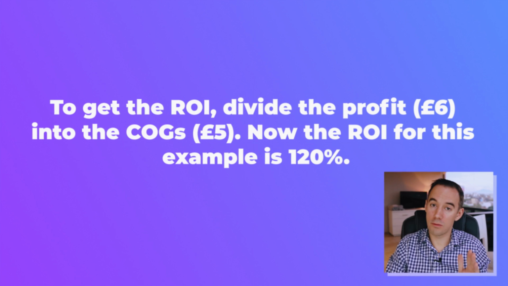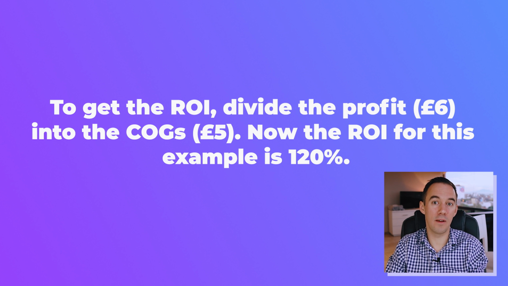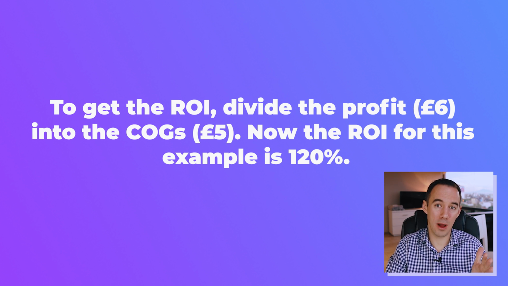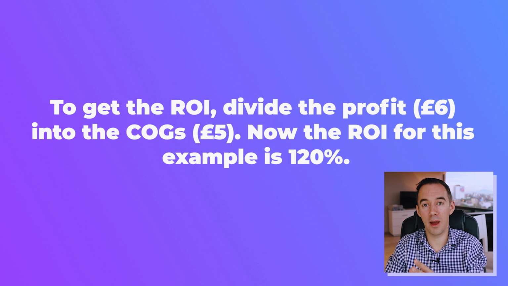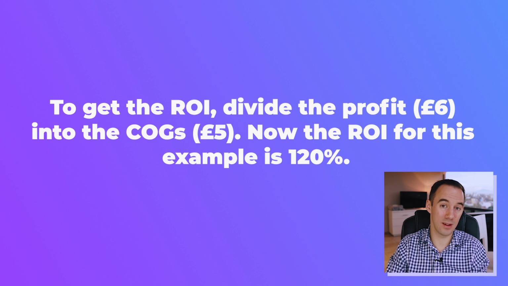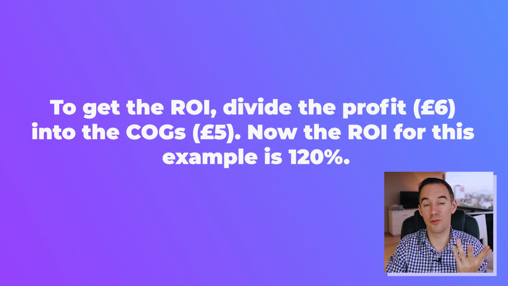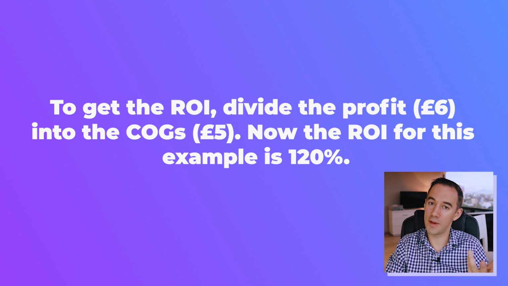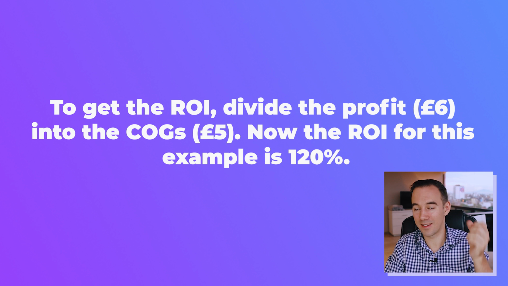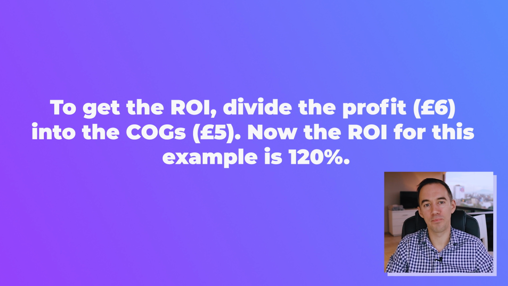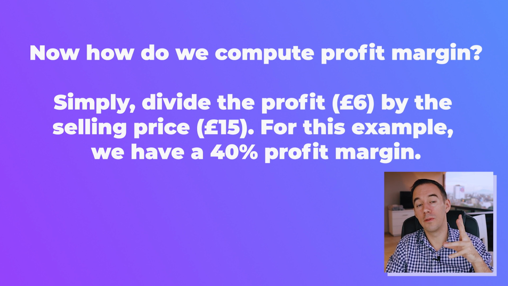Now to get the ROI, what we do is we divide the profit by the cost of goods, which is £5. So we divide the £6 profit by the cost of goods, £5, and that will give us an ROI in this example of 120%. So that means we're making a 120% return on our investment. Our investment is £5 and our return is 6. Fantastic, I like that.